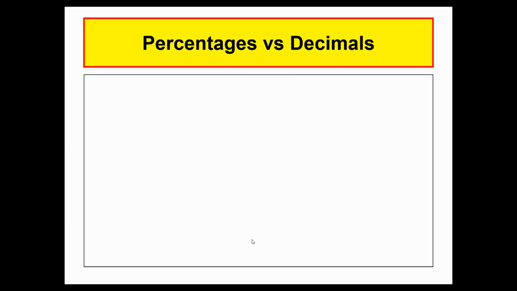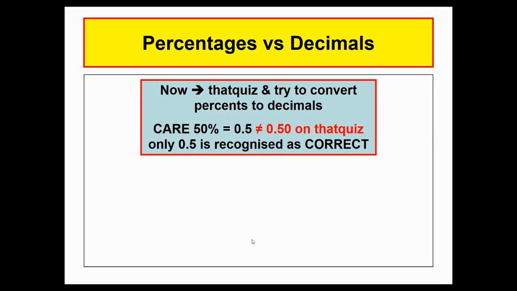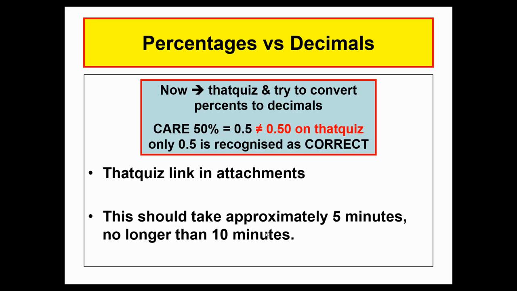Okay, right. Now you're going to try it. You just have to remember if you have 50%, just to write it 0.5 and so forth. You've got that quiz attachment now. It should only take you 5 minutes actually, but 10 minutes max, okay? This is not a big exercise and you just answer as you go.